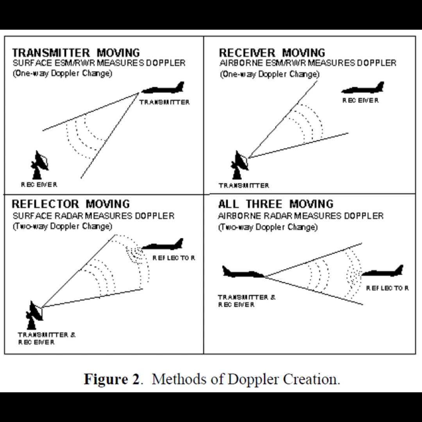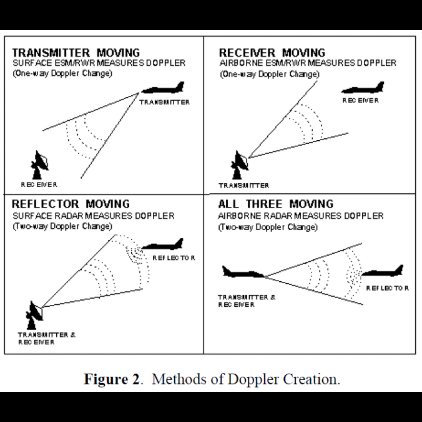Bottom left, reflector moving. Scenario. The reflector, such as another aircraft or object, is moving, while both the transmitter and receiver are stationary. Description. The transmitter sends out a signal, which is reflected off the moving reflector. The movement of the reflector causes a change in the frequency of the reflected signal. Measurement. The surface-based radar measures the Doppler shift. Doppler change, two-way Doppler change, as the signal is affected twice. Once when it hits the moving reflector and again when it returns to the receiver.